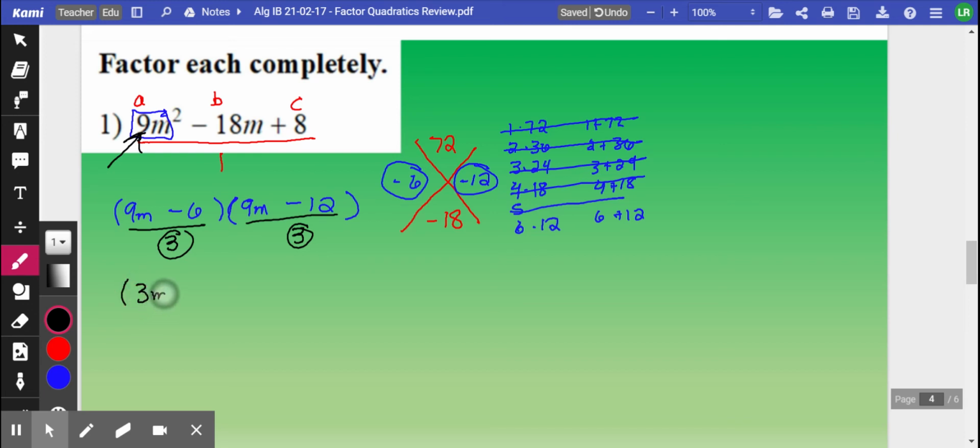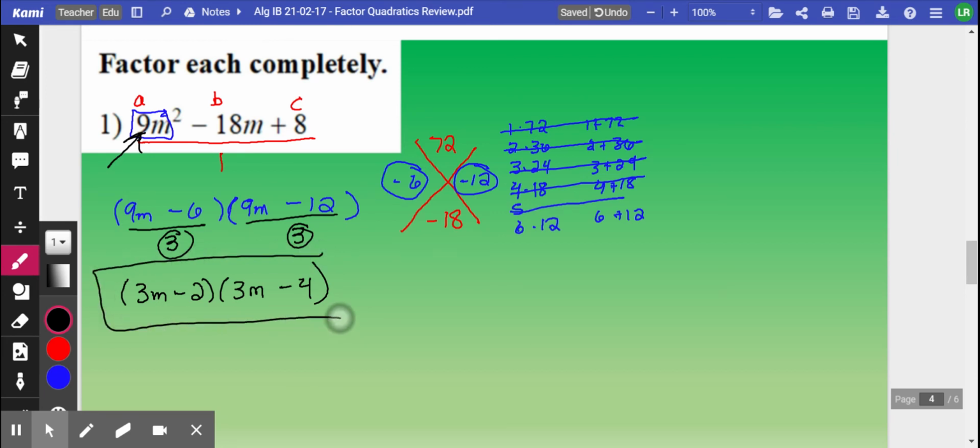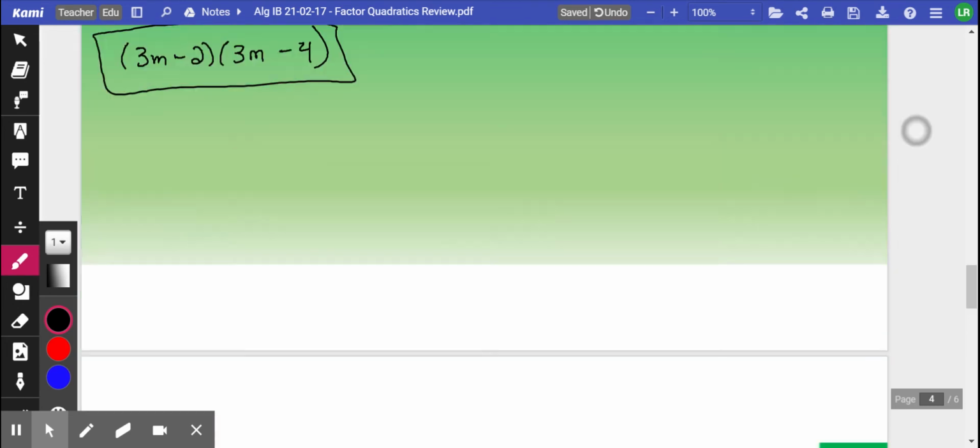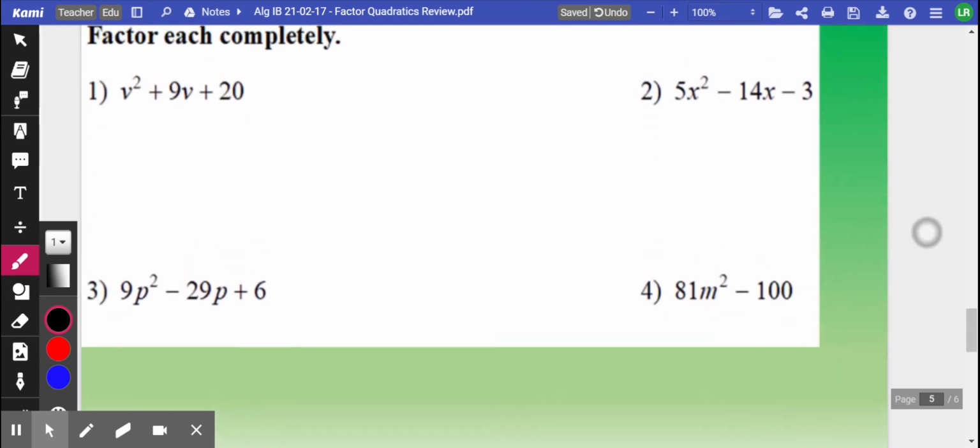This one becomes 3m minus 2. And this one becomes 3m minus 4. And that would be my factor form. Now, what I want you to do is pause the video, and complete these 4 problems.